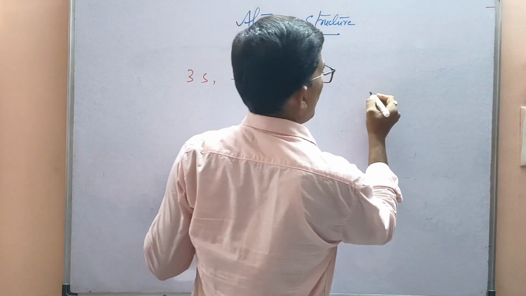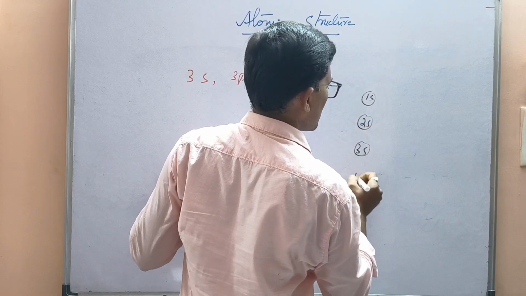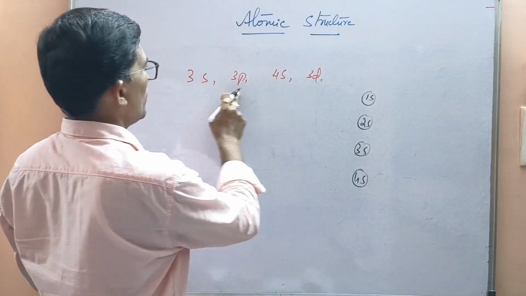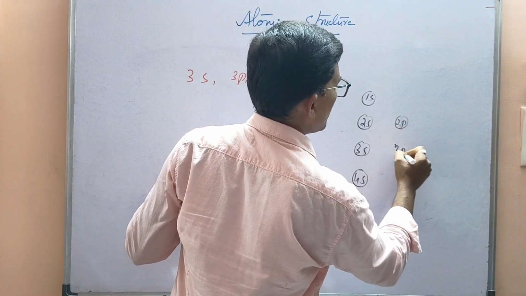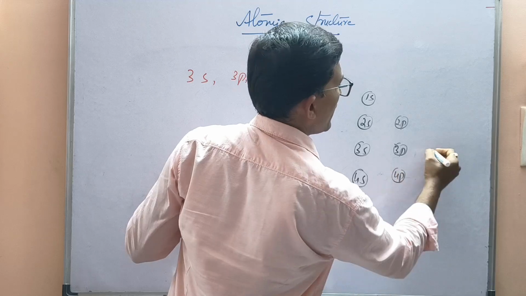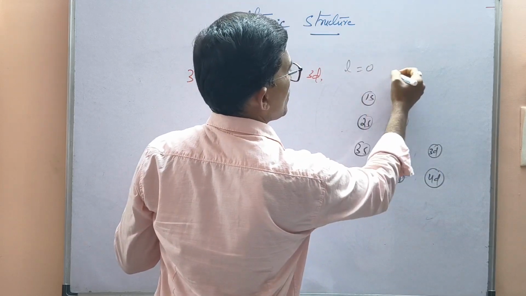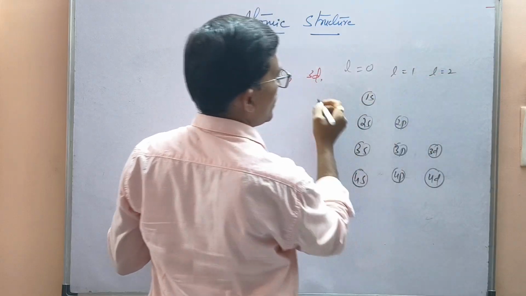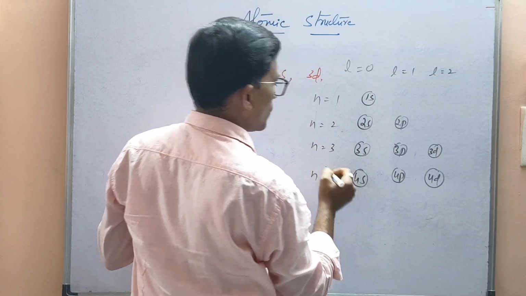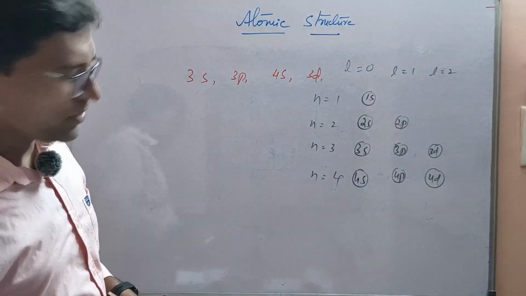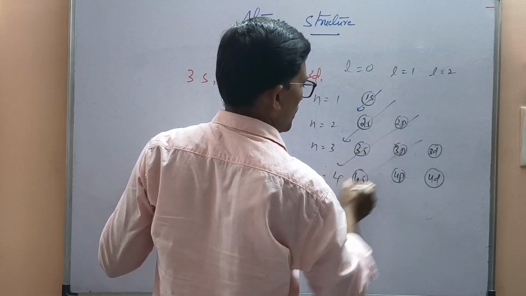Listen. So Moeller's diagram, if I draw, this is 1s, this is 2s, 3s, 4s. Next one is 2p, 3p, 4p. And here it is 3d, 4d. Here l is equal to 0, l is equal to 1, l is equal to 2. Here n is equal to 1, n is equal to 2, n is equal to 3, n is equal to 4. Understood? Now, if I complete this Moeller's diagram, first electron goes into 1s, then 2s, then 2p, 3s, 3p, 4s, and so on.